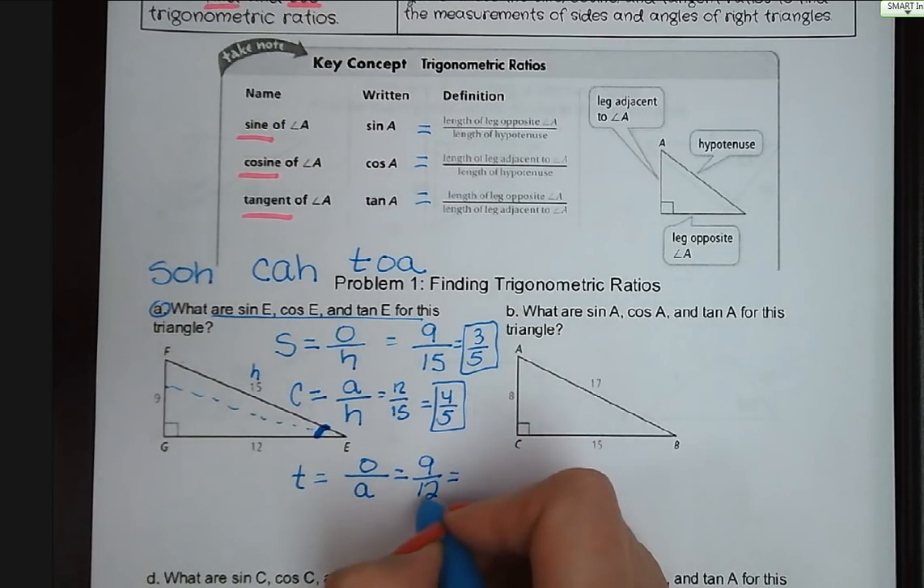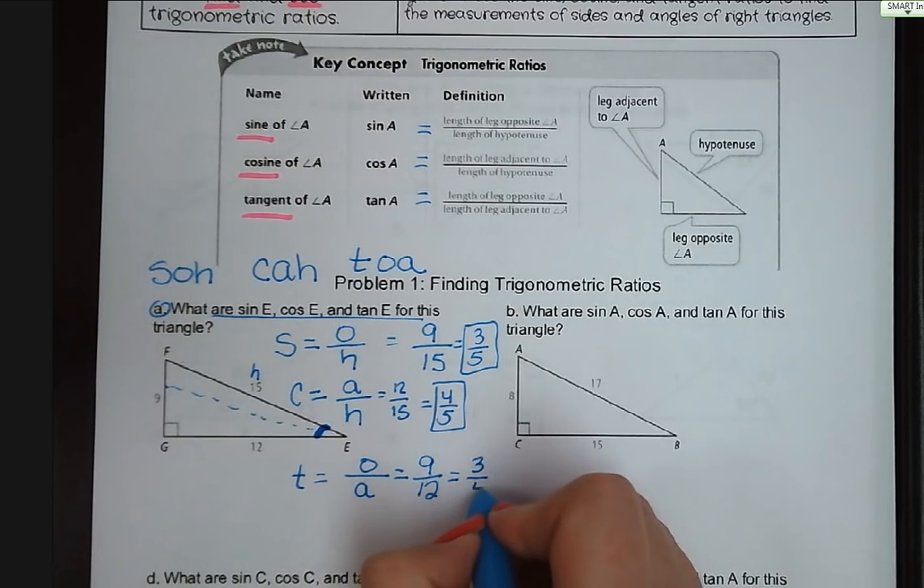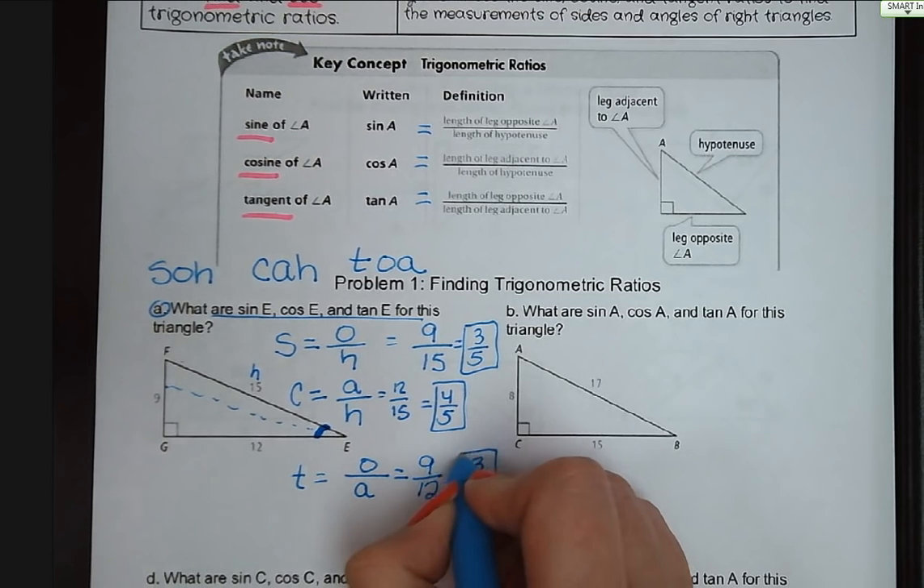All right, so opposite over adjacent. Opposite is 9. Adjacent is 12. 9 over 12 is 3/4.